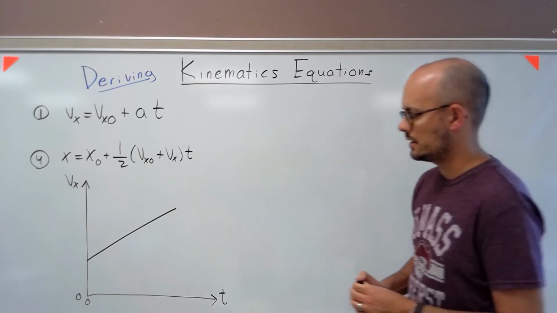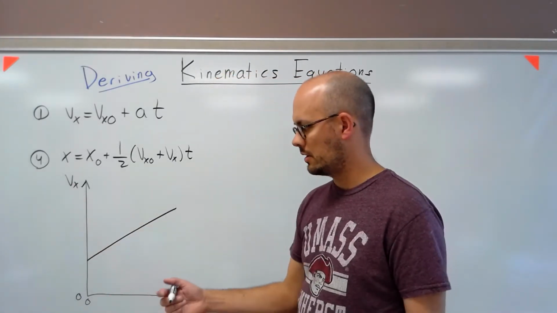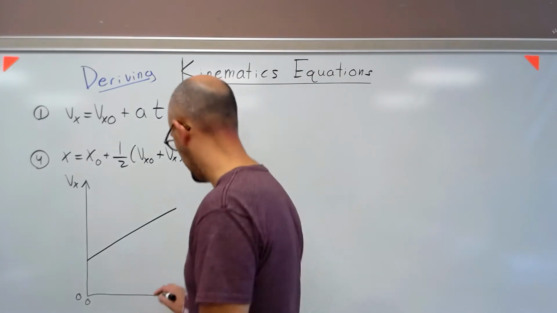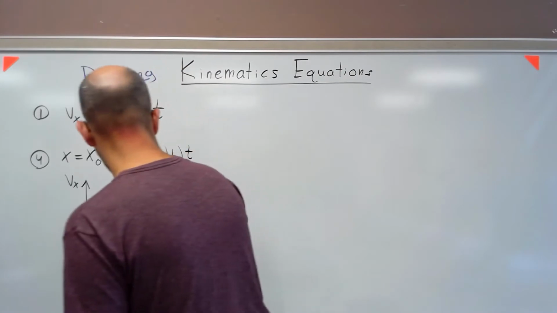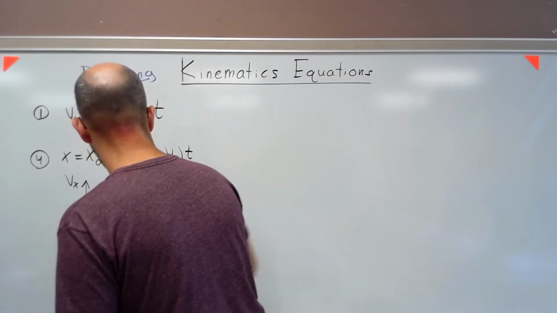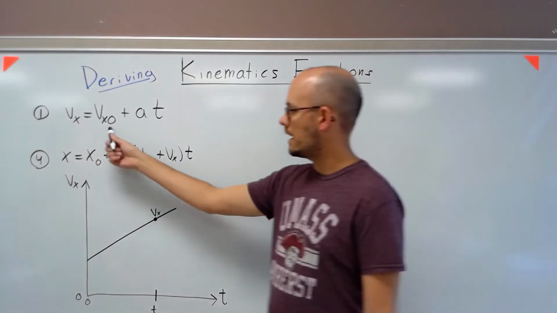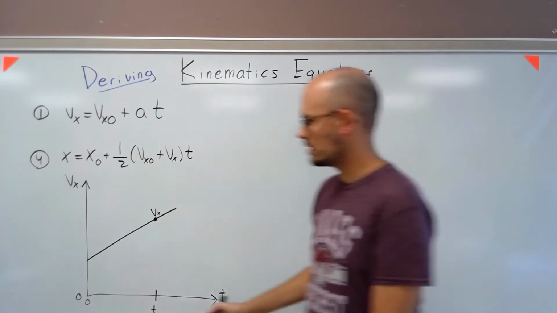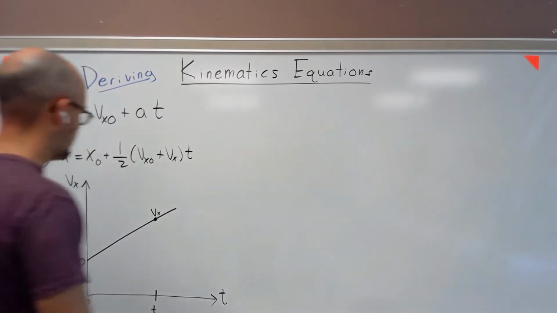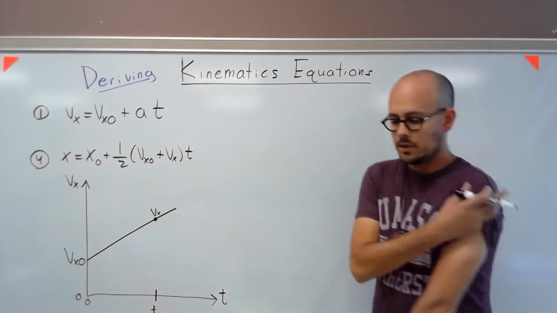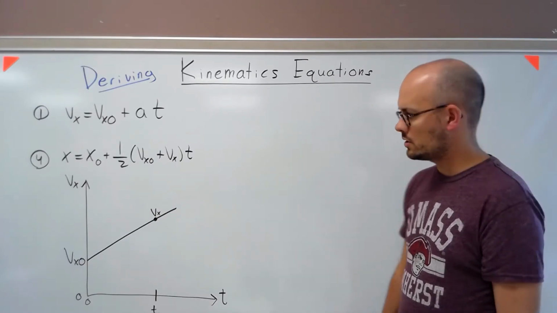So the first one's pretty easy. This is a graph of velocity in the x direction versus time, and we're going to imagine that we are going to stop analysis at some time t, and then at that moment, there's a certain x velocity. It's important to remember that this variable vx naught is the initial velocity in the x direction. And so I can label the y-intercept as vx naught. This one comes basically directly from the graph itself, and the definition of acceleration plays a part.